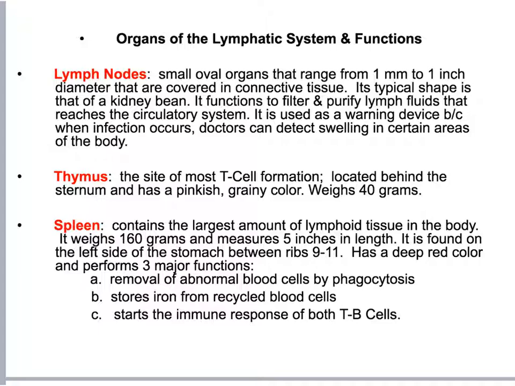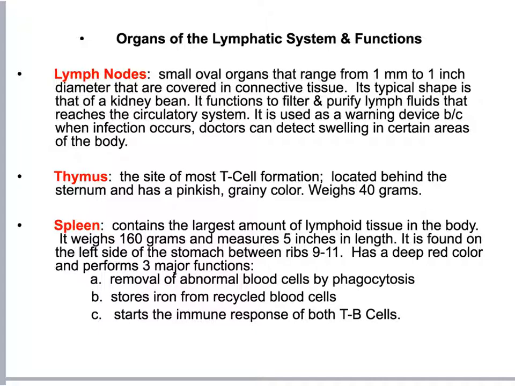Now let's go into the organs and glands of the lymphatic system. First, we have our lymph nodes. They're small oval organs, and they range from about 1 millimeter to 1 inch in diameter. They're covered by connective tissue. The typical shape is that of a kidney bean, and its function is to filter and purify lymph fluids that reach the cardiovascular system. It can be used as a warning device because when infections occur, they tend to swell, and doctors can detect the swelling in certain areas of the body, specifically the neck, the armpits, the axillary, and the groin area.